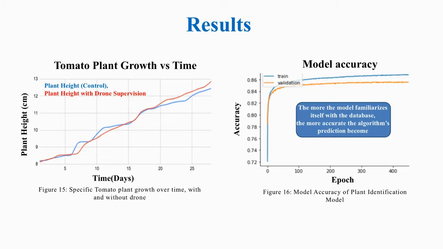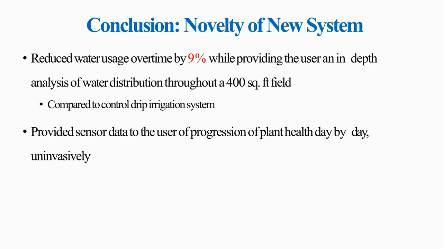The drone reduced water usage over time by 9% while providing the user an in-depth analysis of water distribution throughout a 400 square foot field in my backyard, compared to a controlled drip irrigation system. It provided sensor data to the user of the progression of plant health day by day, uninvasively.